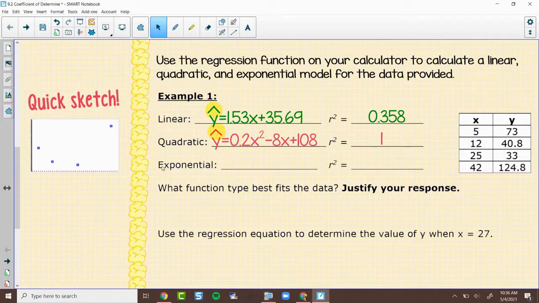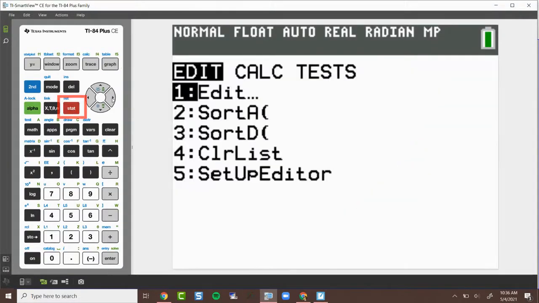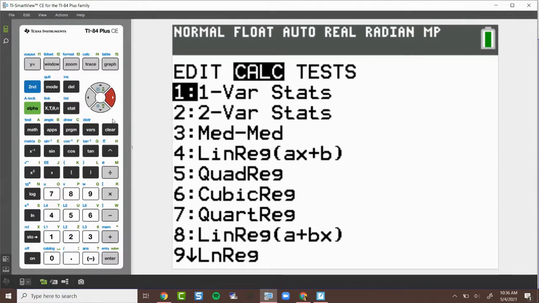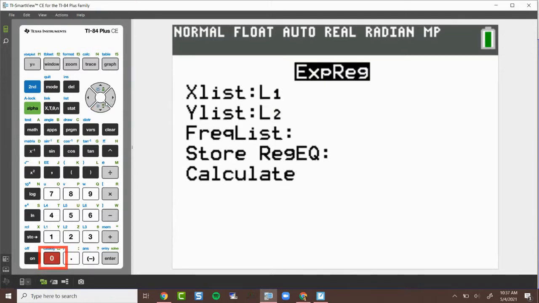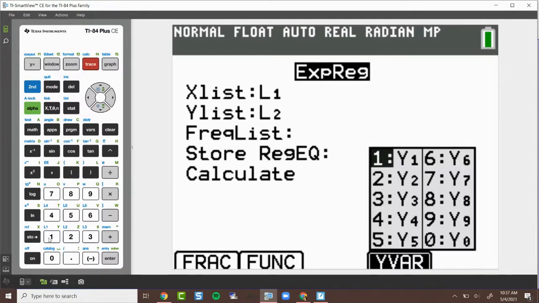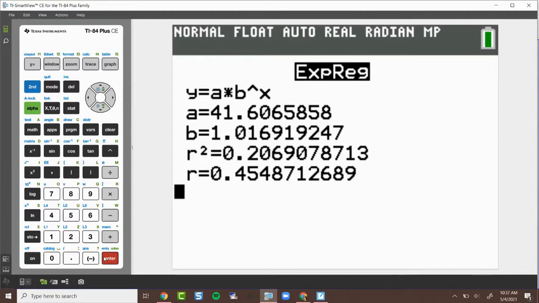Let's go ahead and check the last one, which says exponential, just to be sure. So I'm going to hit the Stat button, go over to Calculate. We're going to choose exponential, which on your calculator should be option 0. Same thing, list 1 and list 2, x's and y's. I'm going to go ahead and store this again in y1. I'm just going to keep replacing it.